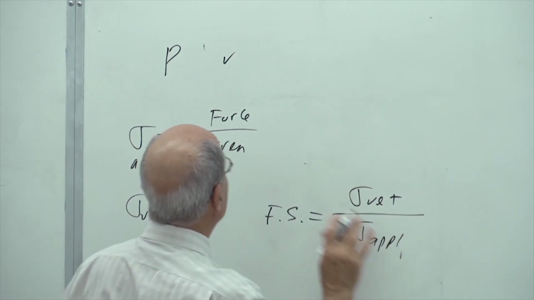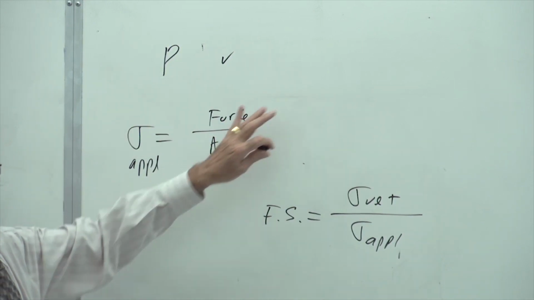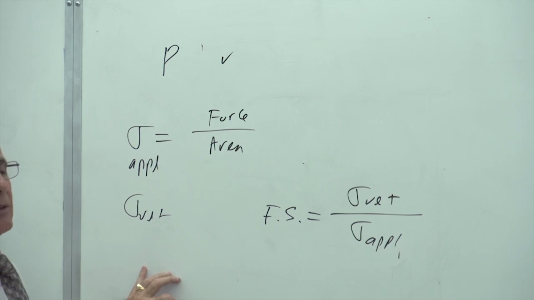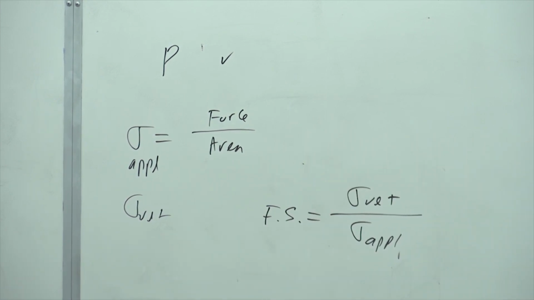So let's say you calculate your sigma and it ends up to be 10,000 psi. If the sigma ultimate is 30,000 psi, you have a factor of safety of 3. You never want to load the structure to the highest value of sigma.